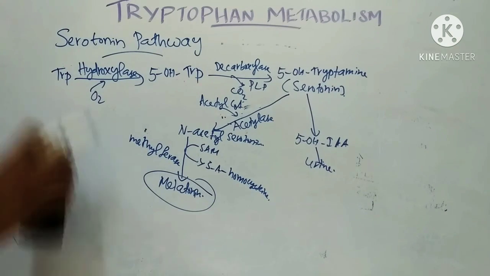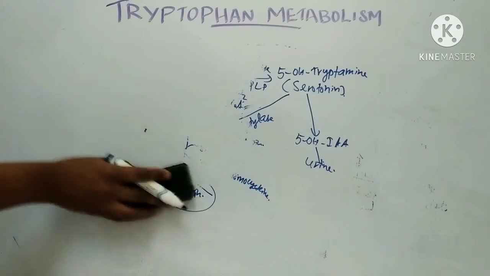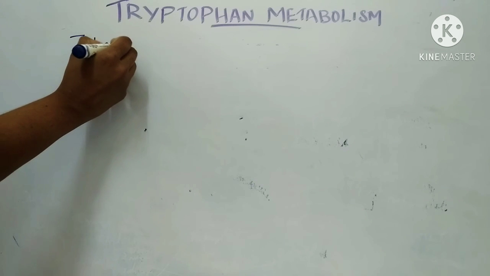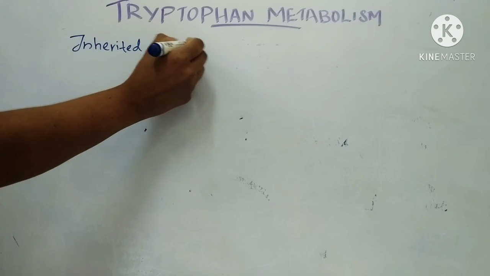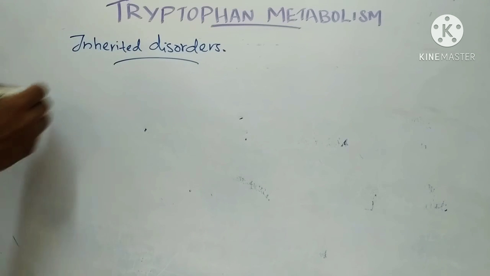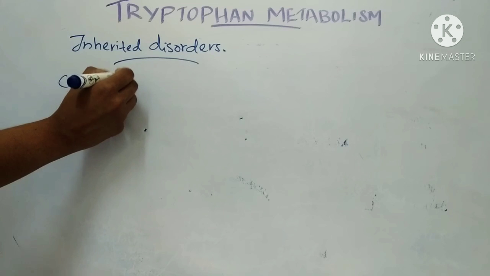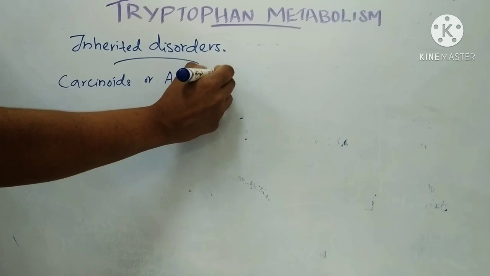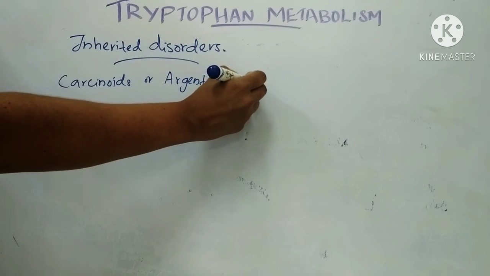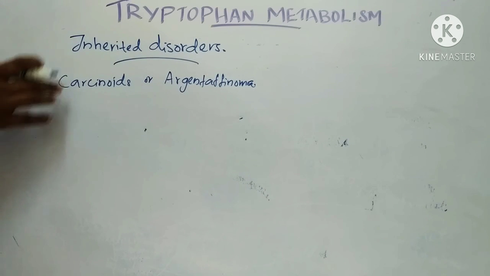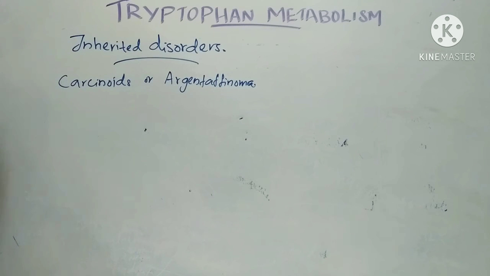So this is the metabolism of tryptophan. Coming to the inherited disorders of tryptophan metabolism. A malignant tumor of serotonin producing cells is known as carcinoid or Argentaffinoma, and the clinical features are known as carcinoid syndrome.